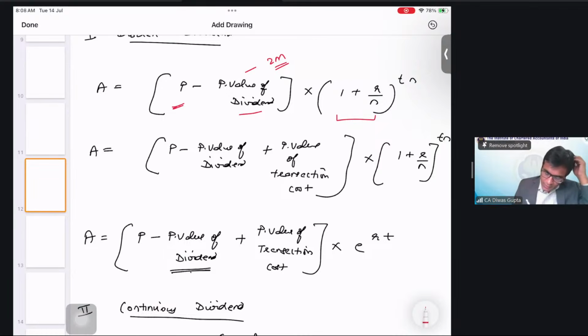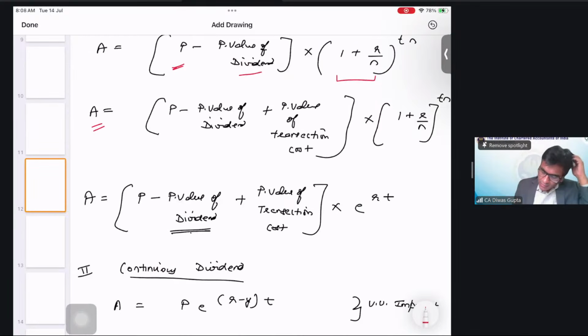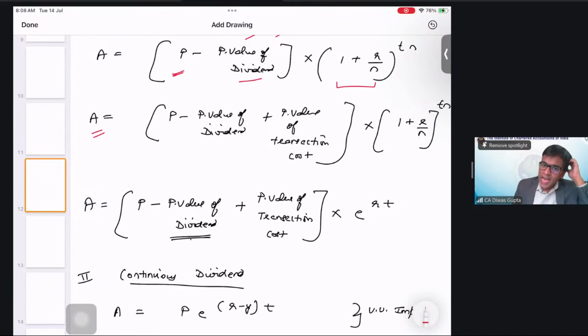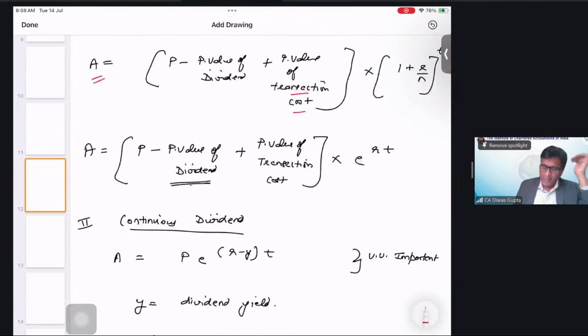Clear? And hence A will be, in case of a transaction cost, we are going to add the present value of the transaction cost to the underlying, because to make it like to like and comparable, because transaction costs are always added to the base, right? Then, in case of continuous compounding, everything remains the same except for the fact that e raised to the power rt is taken as a factor instead of (1 + r/n) raised to the power tn.